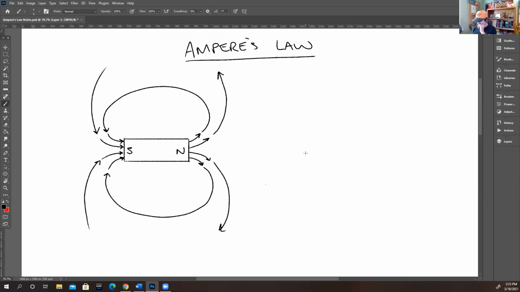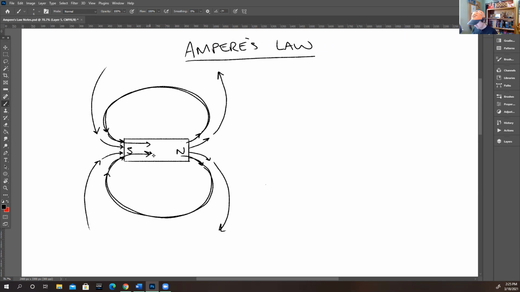Now, why does this solid thing have this magnetic field around it? Where's that coming from? You can see there's sort of this cycle going on. If I was to follow one of these loops all the way around, it goes like this, back into the magnet like that. And the other side, it would go like this.